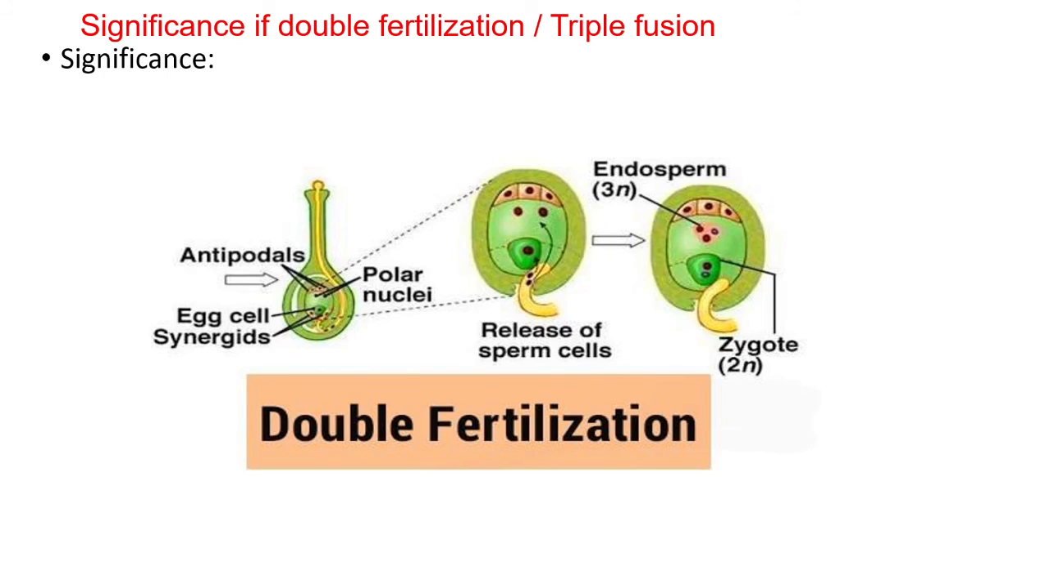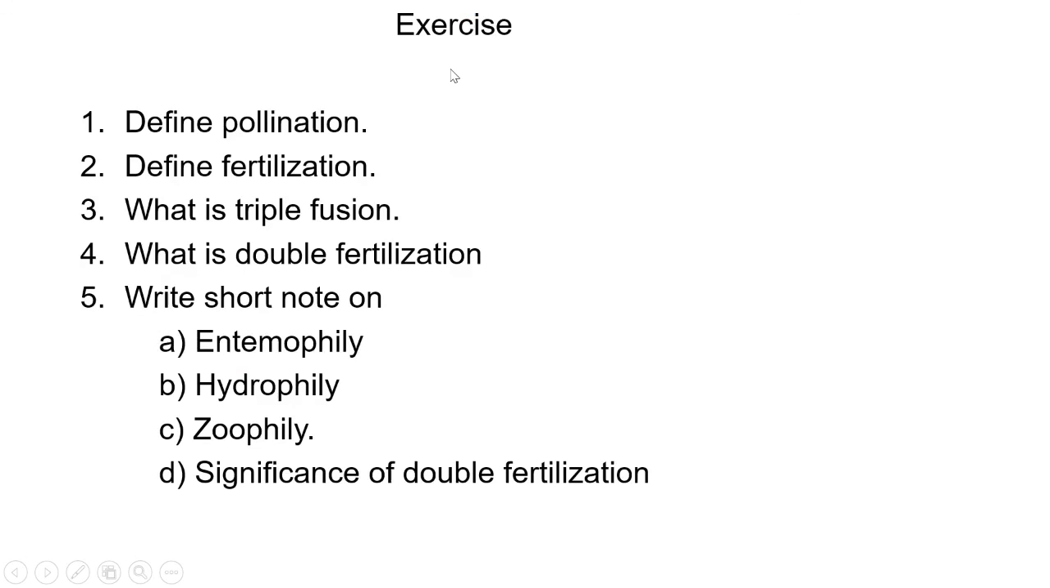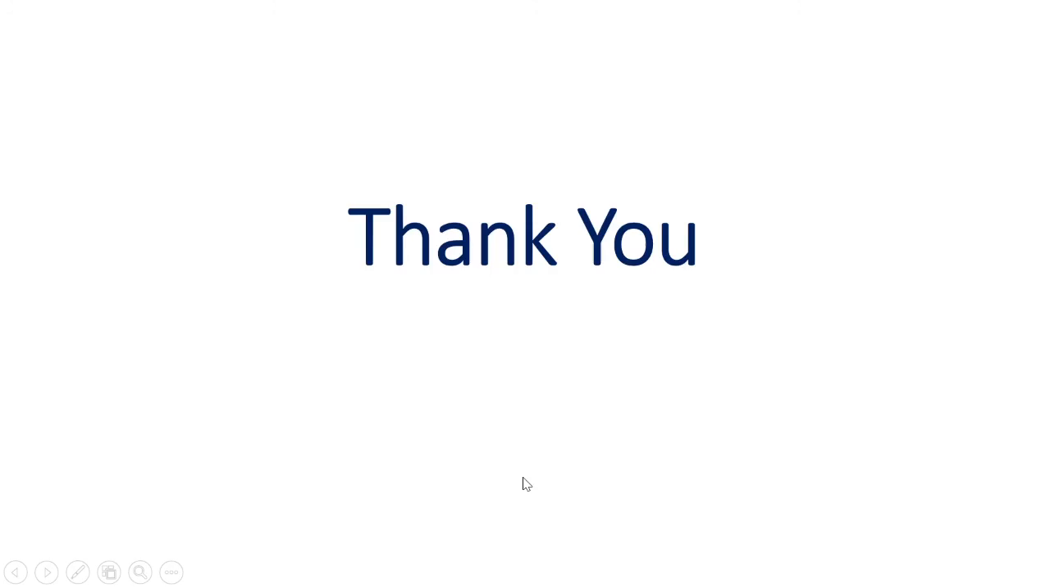In this way, in this topic, that is pollination and fertilization, we have seen some important points: what is pollination, different types of pollination, different agents of pollination, entry of the pollen tube, and double fertilization. Now, at the end of this topic, there are some questions. Define pollination. Define fertilization. What is triple fusion? What is double fertilization? The fifth question is to write short notes on entomophily, hydrophily, zoophily, and the significance of double fertilization. Thank you.